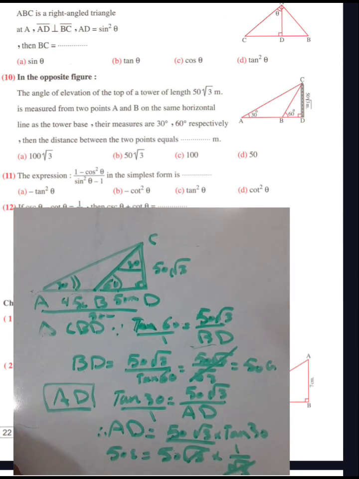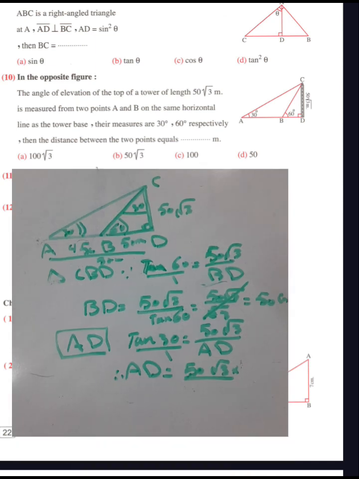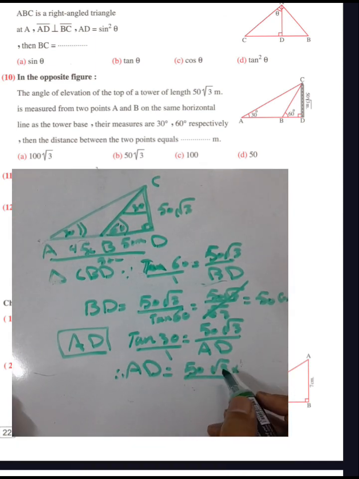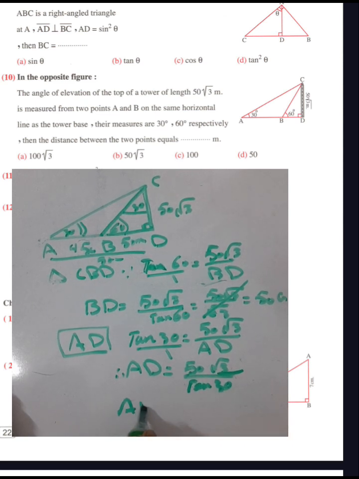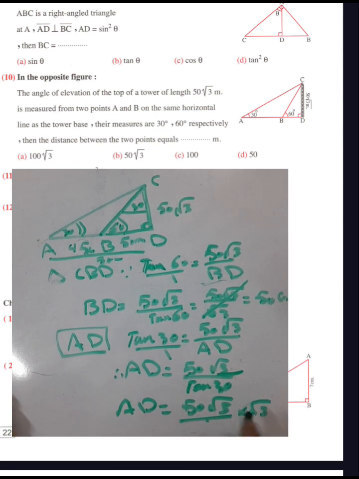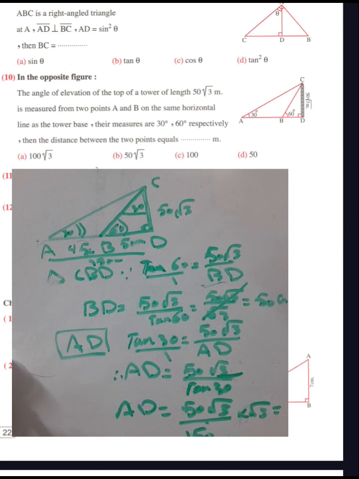We have here ED equal 1 times 50√3 divided by tan 30. ED equals 50√3 over tan 30, it will be 1 over √3, and write √3 up here, product by them. √3 times √3 equals 3. 3 times 50, it will be 150. 150 subtract by 50, it will be 100.